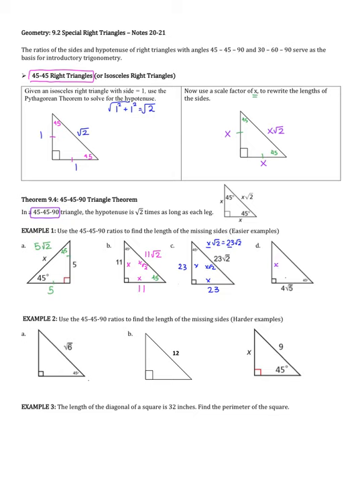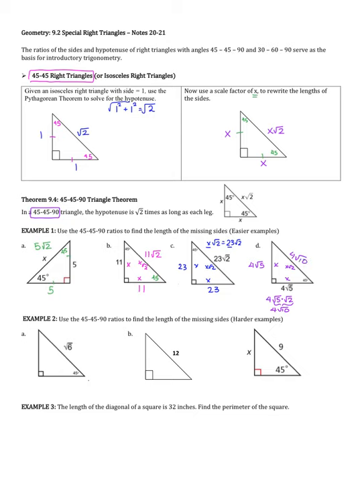So we have x rad 2. So I know this side will be 4 rad 5, and that third side is going to be 4 rad 5 times rad 2, and this together becomes 4 rad 10. So that would be your hypotenuse.